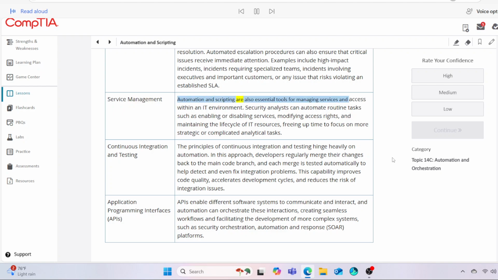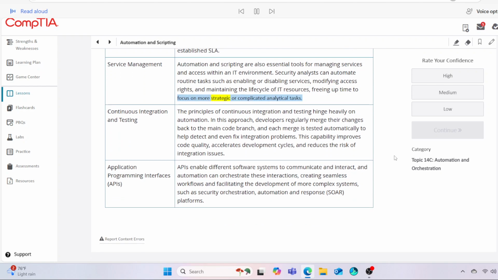Service management. Automation and scripting are also essential tools for managing services and access within an IT environment. Security analysts can automate routine tasks such as enabling or disabling services, modifying access rights, and maintaining the lifecycle of IT resources, freeing up time to focus on more strategic or complicated analytical tasks.